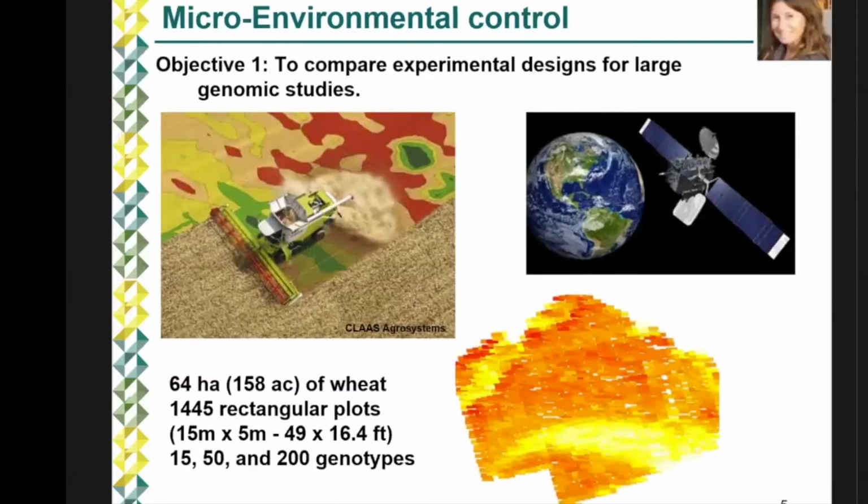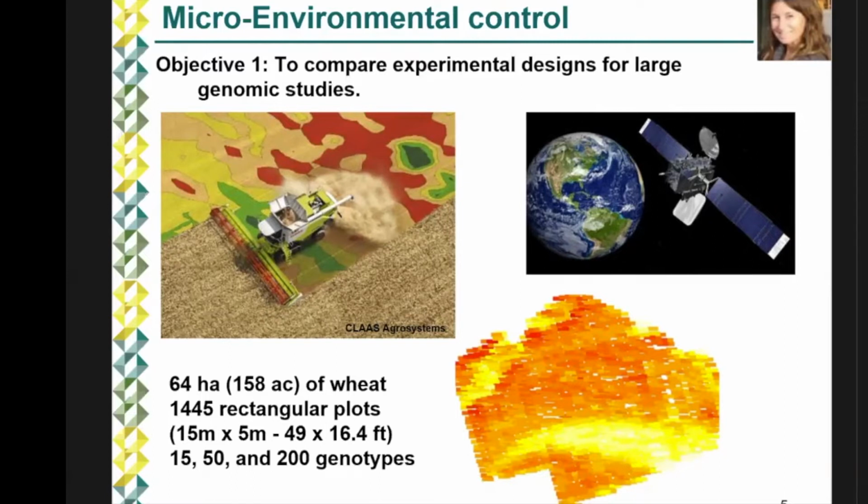So the first part is I'm going to be talking about how to control this microenvironmental variation. And this is work by one PhD student, Alejandra Borges, in which we were interested in comparing experimental designs for large genomic studies. There were some studies in the 50s using uniformity trials where they were looking at experimental design optimization, but they were not addressing the newer experimental designs that we can use now that we have hundreds of genotypes to evaluate in the same trial.